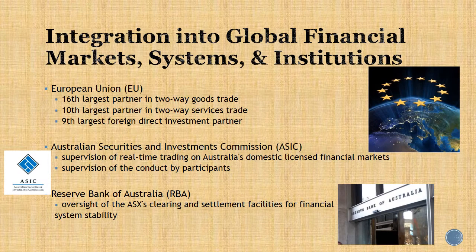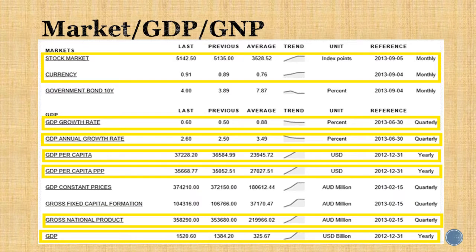The European Union, the Australian Securities Investments Commission, and Reserve Bank of Australia have helped Australia integrate into global financial markets, systems, and institutions. The highlighted areas on this chart focus on the stock markets, currency, GDP, and GNP for Australia. As you can see, all the trends are increasing with the exception of GDP growth rate and GDP annual growth rate.